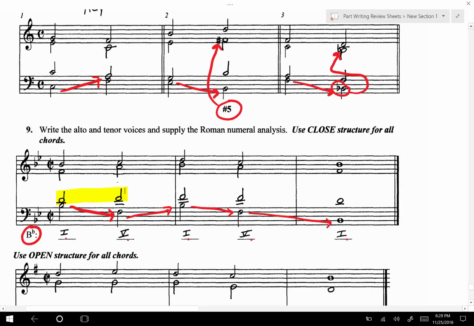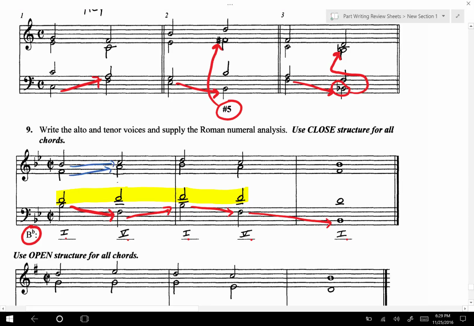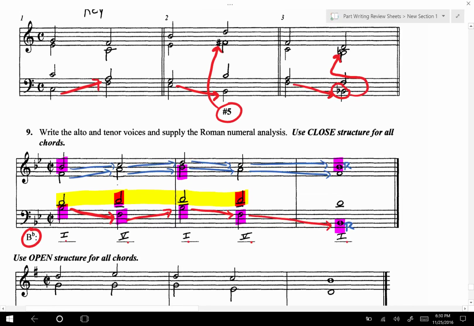Tenor will retain it. And the other voices will move to the nearest chord tone to complete the triad. In each case, make sure that you have doubled the root and have a third and a fifth. All of these are in close structure.